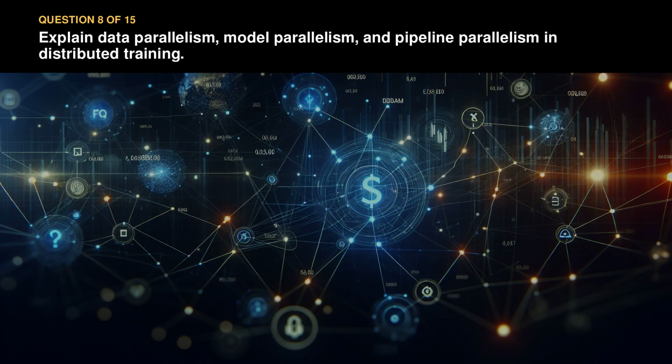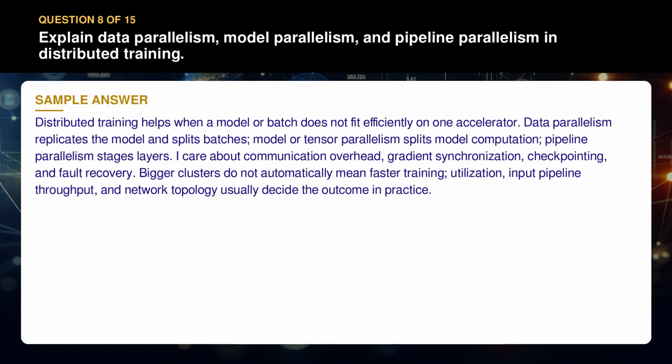Question 8. Explain data parallelism, model parallelism, and pipeline parallelism in distributed training. Distributed training helps when a model or batch does not fit efficiently on one accelerator. Data parallelism replicates the model and splits batches. Model or tensor parallelism splits model computation. Pipeline parallelism stages layers.